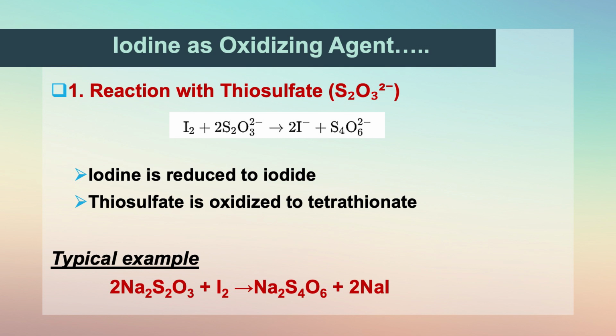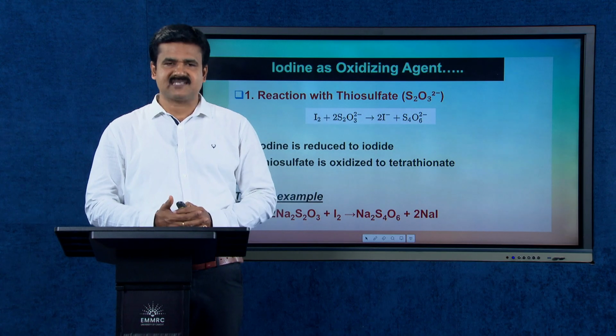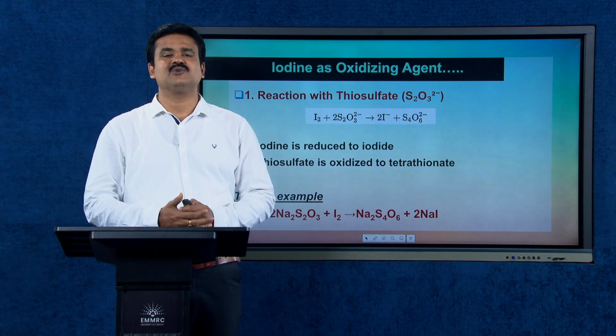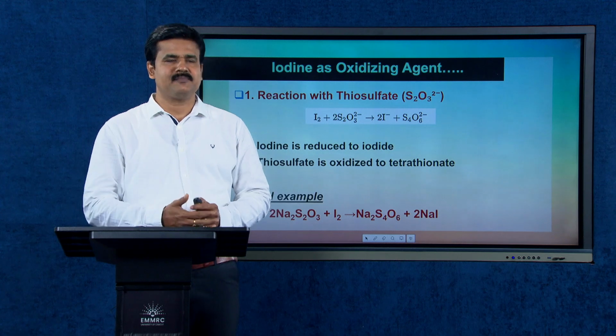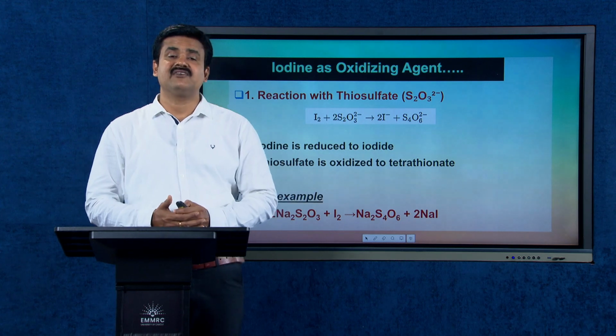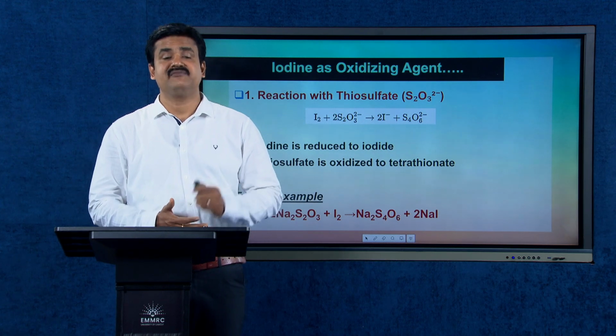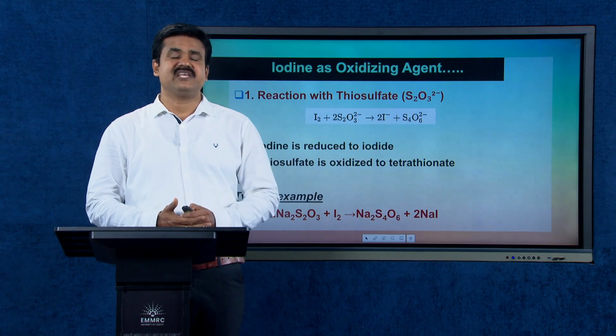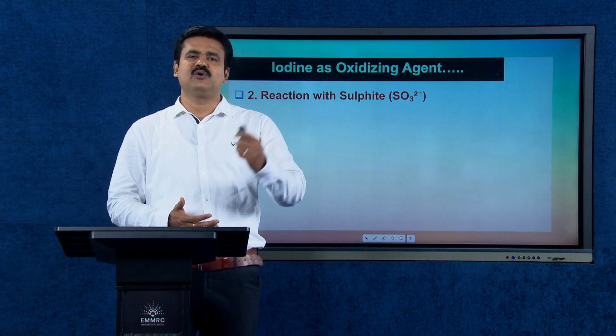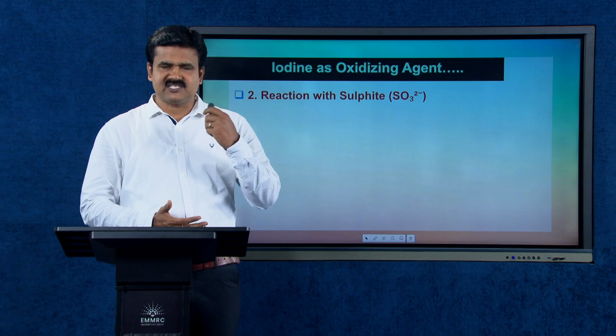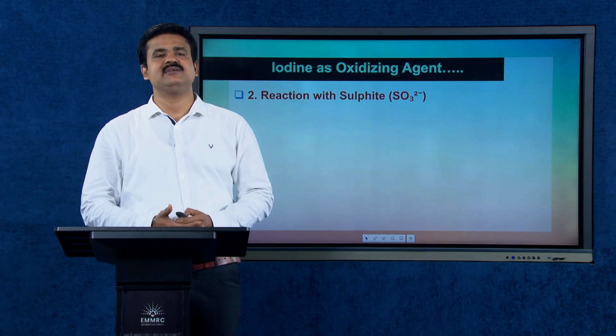Tetrathionate is S4O6 2-. We can take a typical example for this reaction, and the typical example involves the oxidation of sodium thiosulfate with iodine. During the course of this reaction, iodine is converted to sodium iodide. At the same time, sodium thiosulfate is converted to sodium tetrathionate with the molecular formula Na2S4O6.